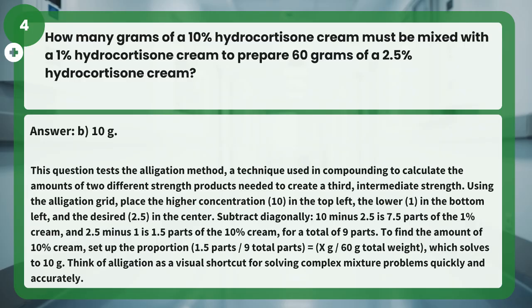To find the amount of 10% cream, set up the proportion, 1.5 parts/9 total parts, equals, x g/60 g total weight, which solves to 10 g. Think of alligation as a visual shortcut for solving complex mixture problems quickly and accurately.